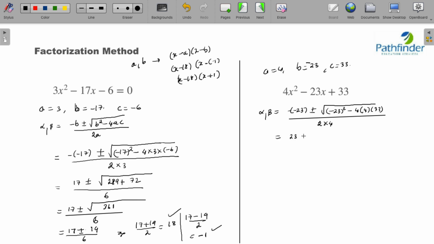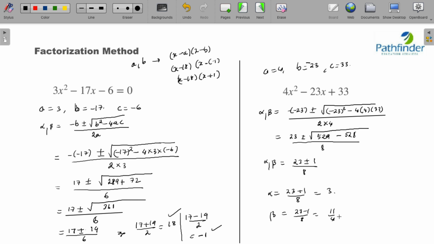So you have 23 plus minus under root of 23 square, that is 529, minus 16 into 33, that is 528, divided by 8. So you have the two roots alpha comma beta as 23 plus minus 1 upon 8. So this allows you to calculate the two roots. Alpha is 23 plus 1 upon 8, that is equal to 3, and beta can be taken as 23 minus 1 upon 8, that is 11 by 4.